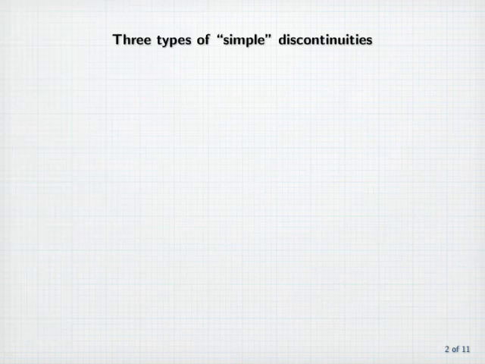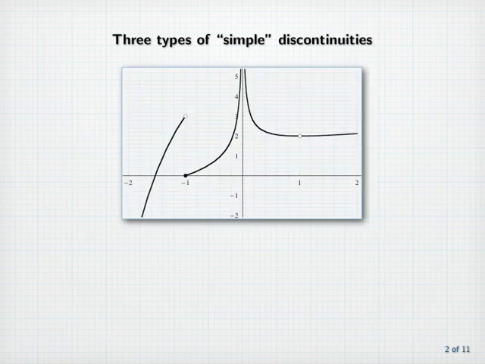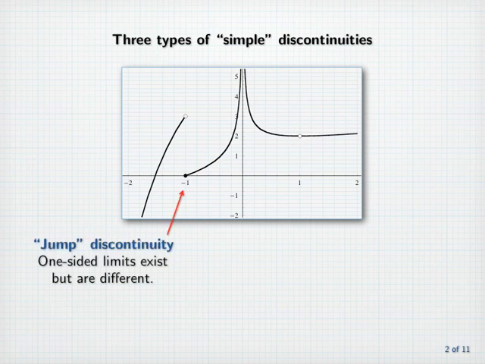There are three types of simple discontinuities. The function shown here exhibits each of these three types. This function has a jump discontinuity at -1. There, each of the one-sided limits exists, but the limit does not exist because the one-sided limits are different.